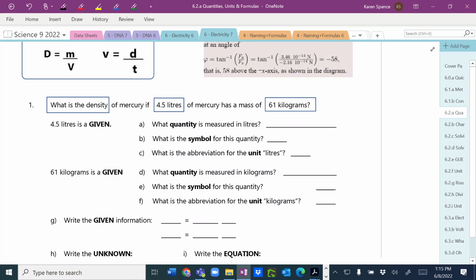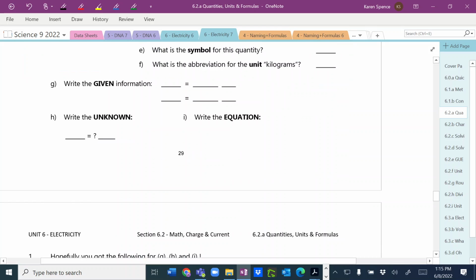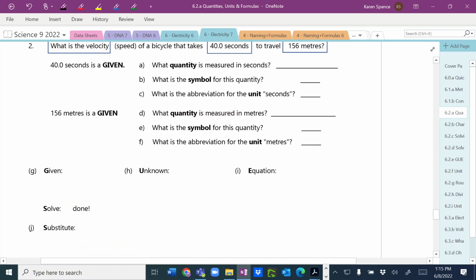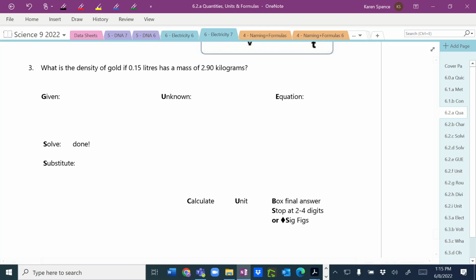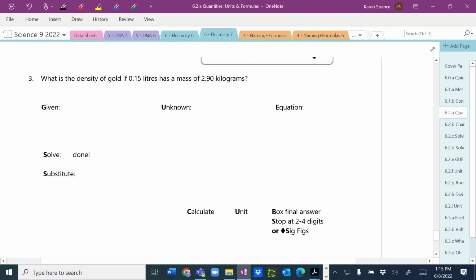So what's the weekend homework? Pages 29, 30, 31, and that's it, okay?